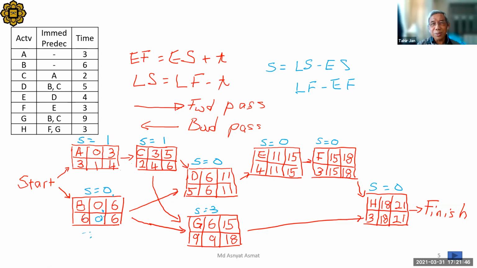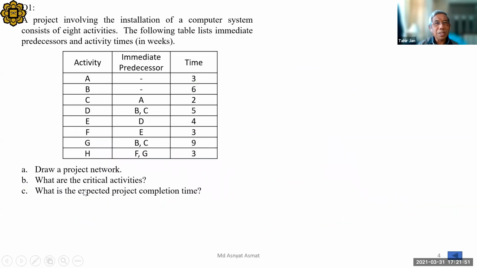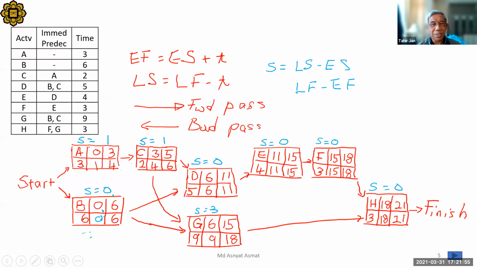What was the question just now? What are the critical activities? Let's look at the questions. Can we find the critical activities? Yes. B, D, E, F, H. Okay, I don't have to circle. I just write somewhere.